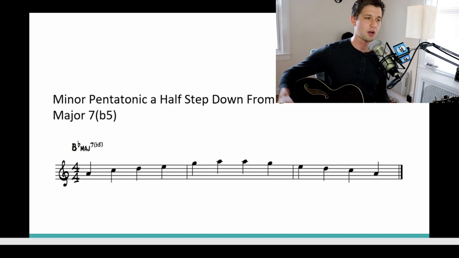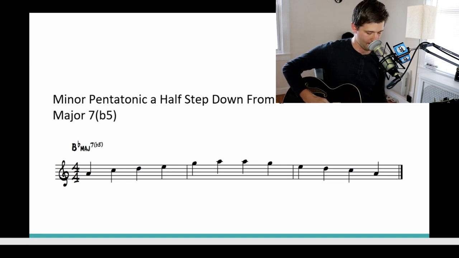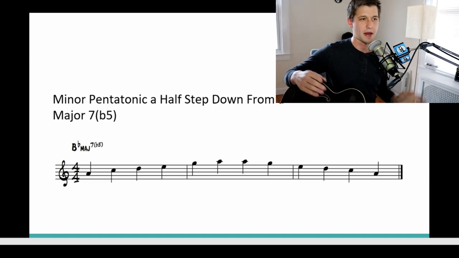So if I go a half step down from B flat, that note is A. So I can play an A minor pentatonic over top of this B flat major seven flat five, and it's gonna sound great because it's hitting all those notes that I wanna hit, including that flat five or that sharp 11 of the B flat major. Okay, so that's a minor pentatonic a half step down from a major seven flat five chord.